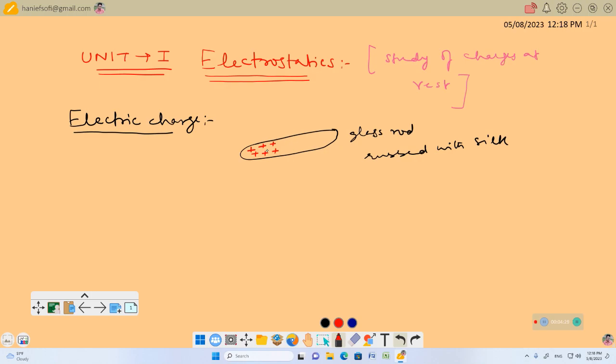What happens actually is that some of the electrons from this glass rod move to the silk when we rub the glass rod with the silk. And by convention, the electron is a negatively charged particle. So the deficiency of electrons in the glass rod is labeled by convention as a positive charge.